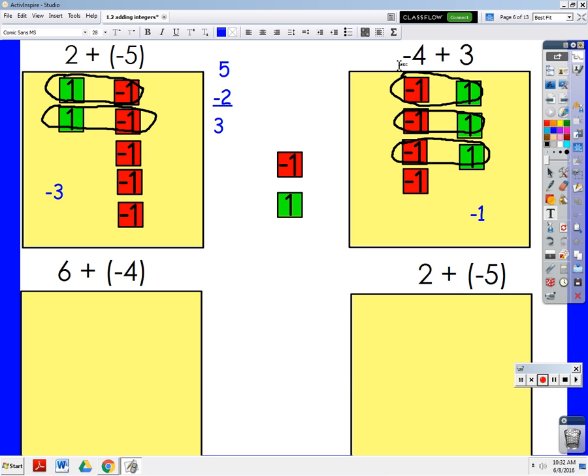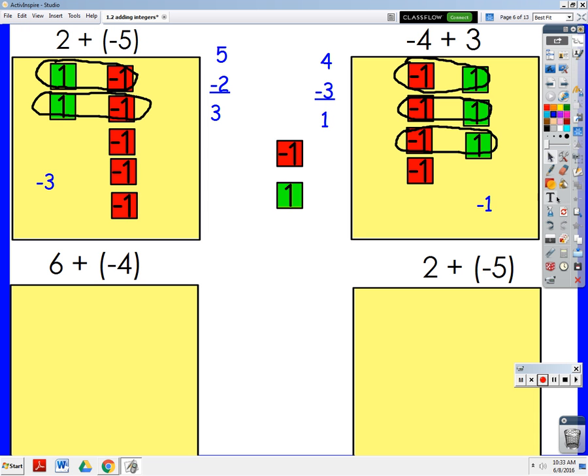So if I'm using the rule, I would take the 2 numbers and I would subtract them. So 4 minus 3 equals 1. Then I have to decide what kind of sign to give my answer. So since I had more negative numbers, I had 4 of those, and only 3 positive numbers, then my answer is negative. So let's see what happens when I have more positives.